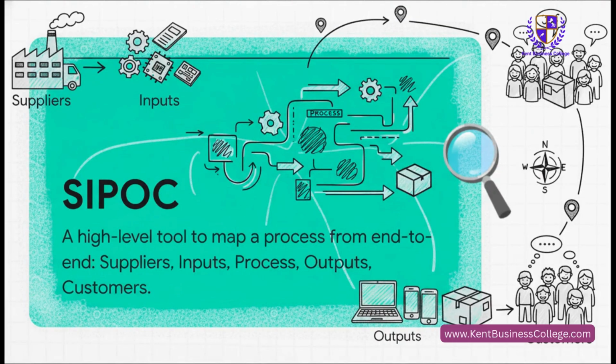Okay, so let's break this down. SIPOC. It's an acronym, right? It stands for suppliers, inputs, process, outputs, and customers. The easiest way to think of it is like a super high-level map of your entire process. It's like looking at the whole journey on Google Maps before you dive into the nitty-gritty turn-by-turn directions. It just shows you the whole shebang, the value chain from the very start to the very end.